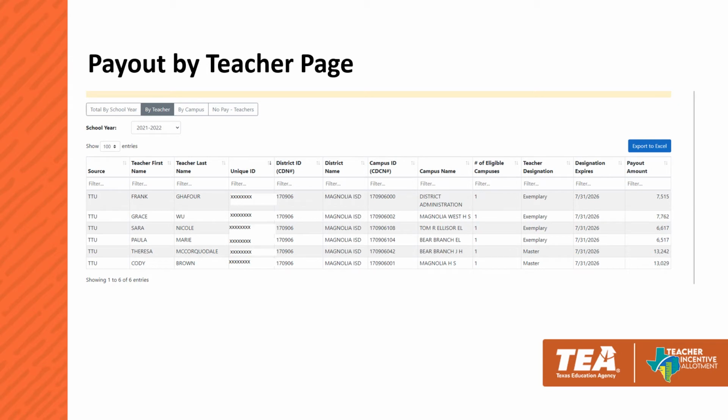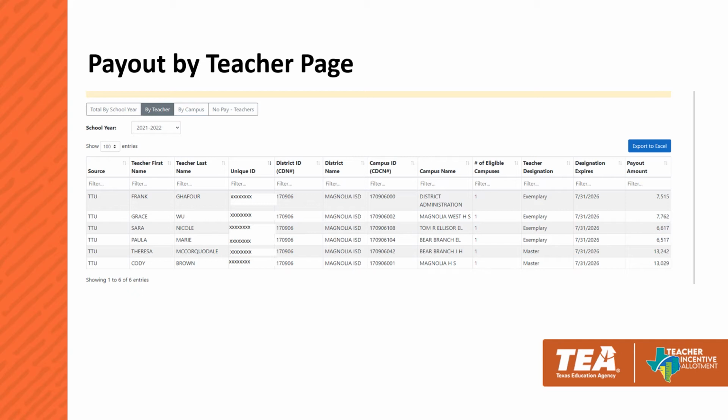Now we'll take a look at the payout by teacher page. If you click on by teacher, again, the landing page will take you to the total by school year, but just to the right of that, you can click by teacher and select this current school year. This will be an itemized list of every teacher that has generated an allotment this year. And it will show you the source. We'll go through these fields in a moment.